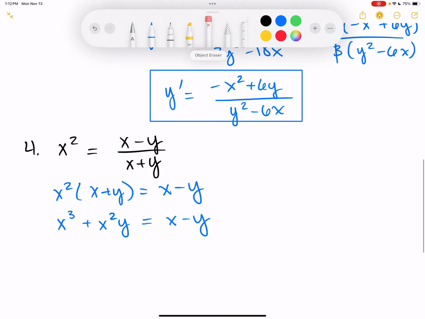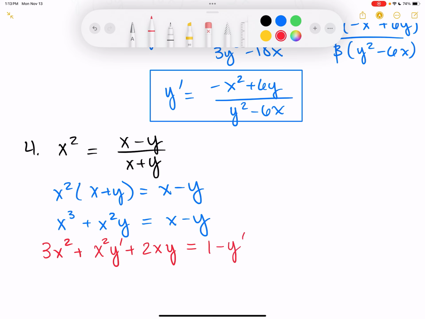Okay, so now the actual derivative part. Derivative of x cubed, 3x squared. Plus, now I'm going to do the product rule here. So x squared times y prime, x squared y prime, plus y times 2x, 2xy, equals the derivative of this side, 1 minus y prime.